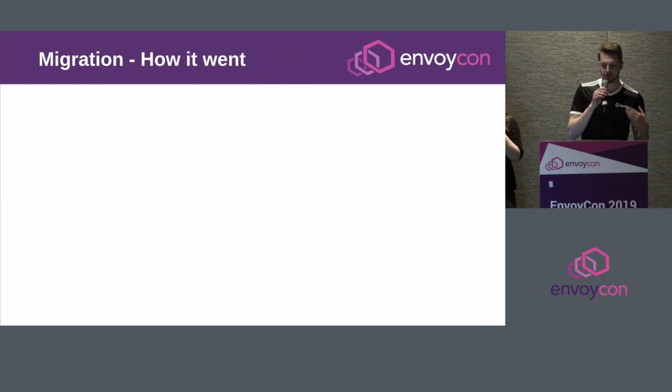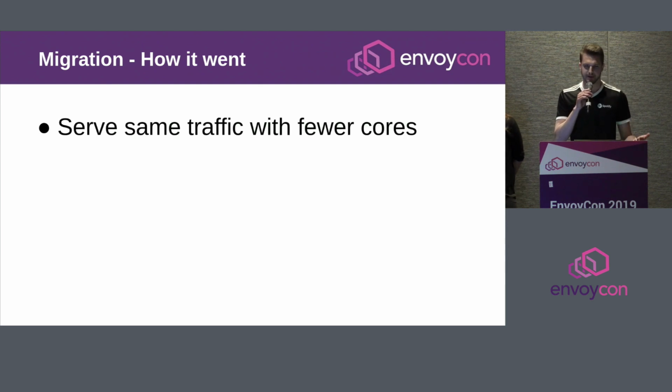But anyway, we moved all the traffic, and what we ended up with was that we now serve the same traffic as before, but with much fewer cores. So we have a cost saving for the cloud computing part. A caveat here is that the old system is 7 years old, and we moved to the cloud, what was it, like 3 years ago?